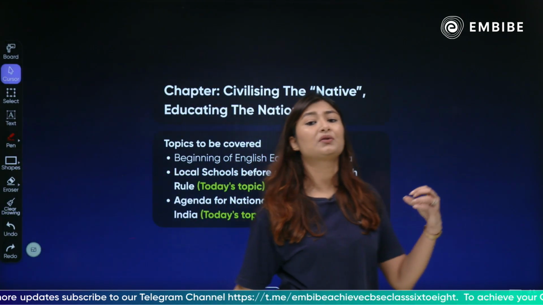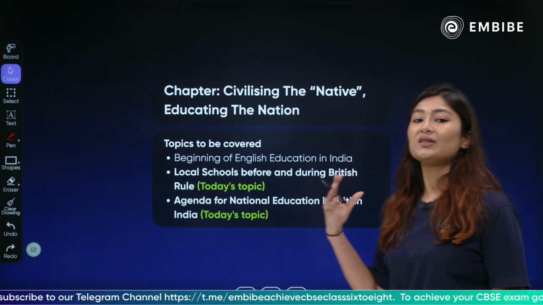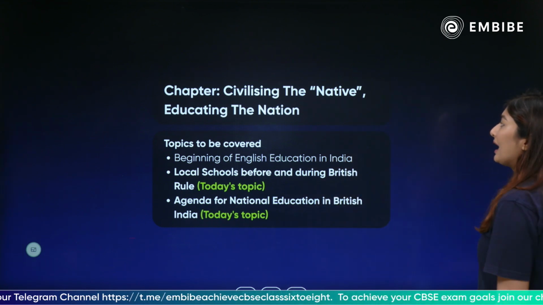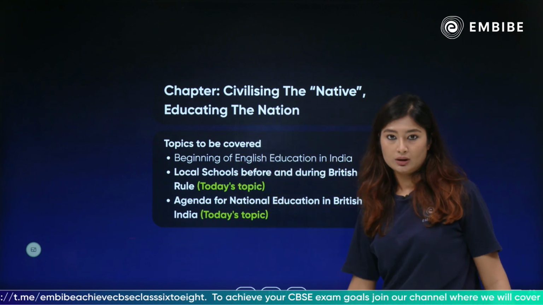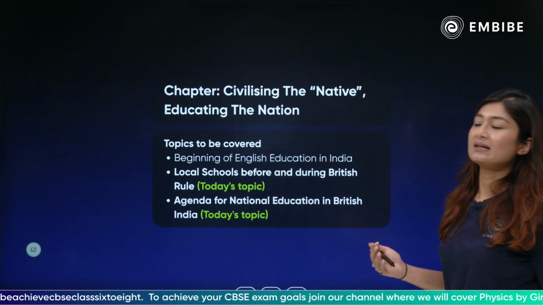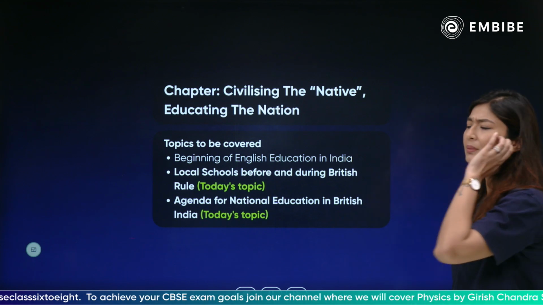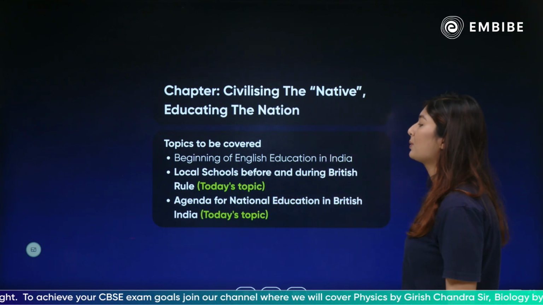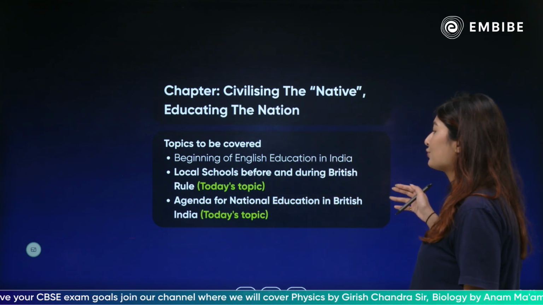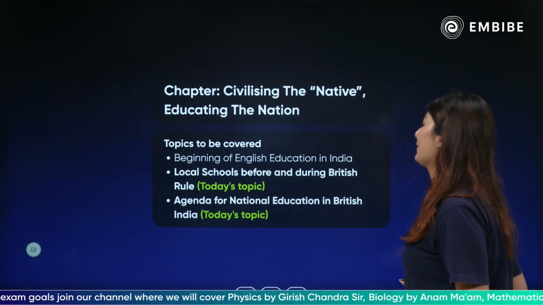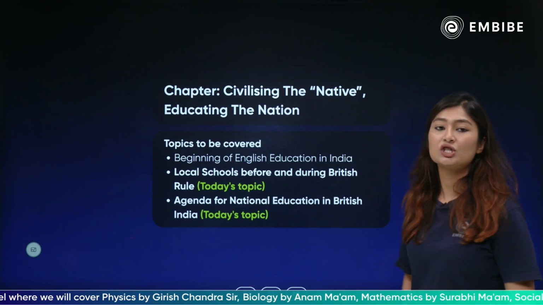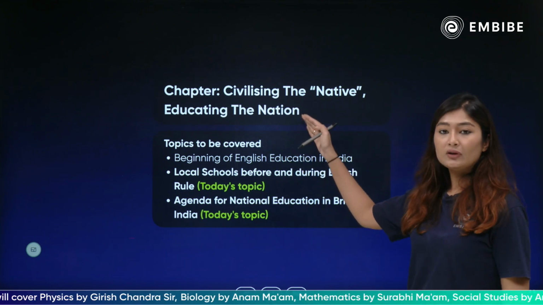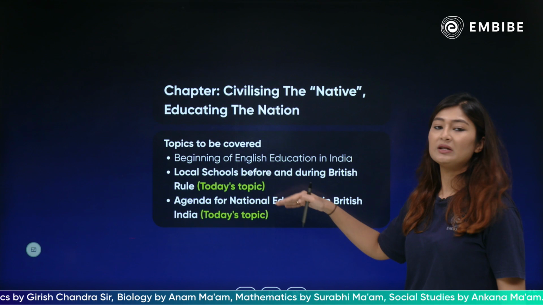Now, with that, a quick introduction about the chapter also. The chapter that we are doing is basically Civilizing the Native and Educating the Nation. This chapter can be broadly divided into three topics: the beginning of English education in India, local schools before and during the British rule, and the agenda for national education in British India. We have already done the first one in the previous session, the other two we'll be doing today.